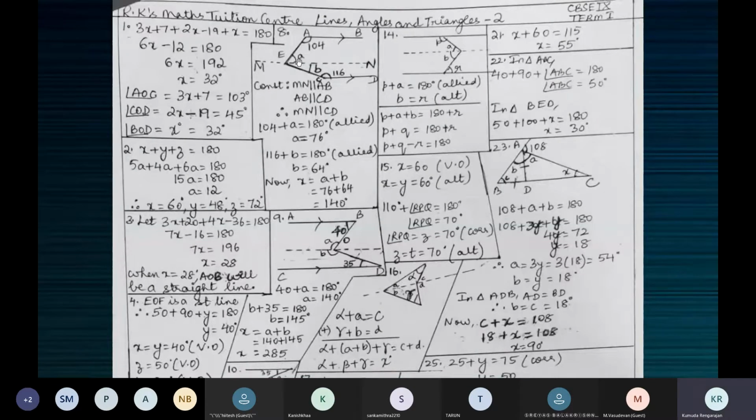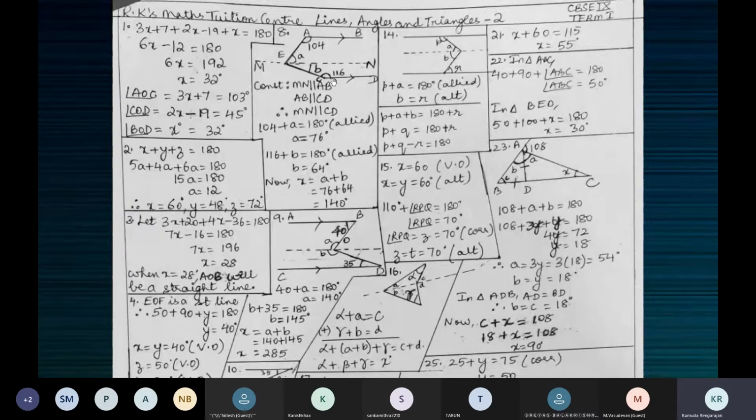A and 104 are allied angles or co-interior angles, and they are supplementary because the lines are parallel. Parallel line, transversal, parallel line. Yes, ma'am, 104 and A are co-interior angles, they are supplementary. So 104 plus A is 180, A is 76.